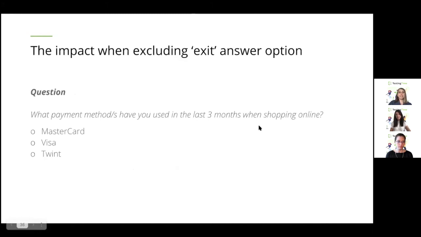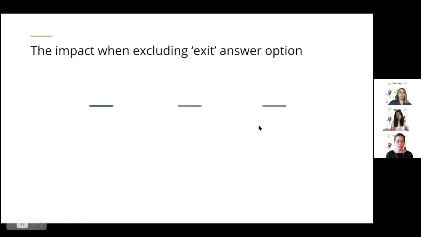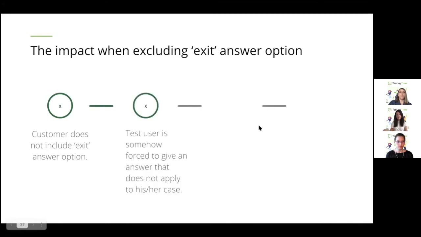So this is an example of it. What payment method have you used in the last 3 months? Here there are MasterCard, Visa, and Twint, and the none of the above option is excluded. What that means is that whenever the customer does not include an exit answer option, the test user is somehow forced to give an answer that does not apply to her case.